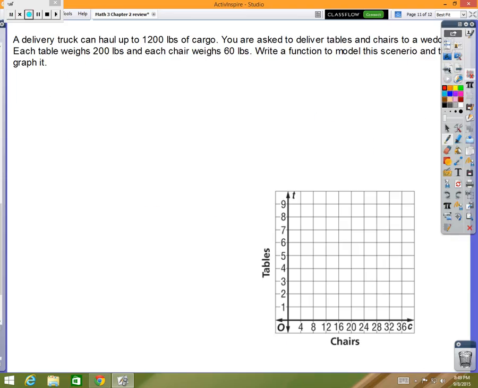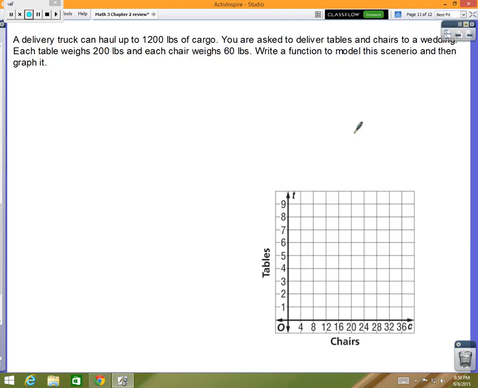Okay. How about this one? A delivery truck can carry up to 1,200 pounds of cargo. You're asked to deliver tables and chairs to a wedding. We did a problem like this. Each table weighs 200 pounds and each chair weighs 60 pounds. Write a function to model this scenario and then graph it. Okay, remember, the weight's got to max out at 1,200.